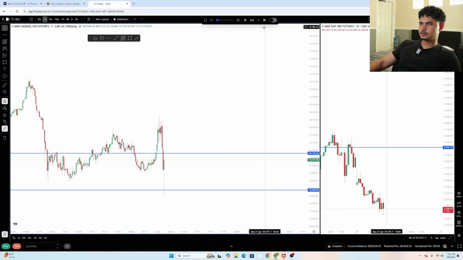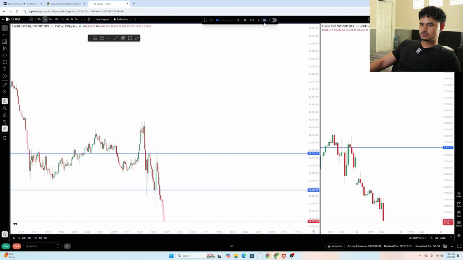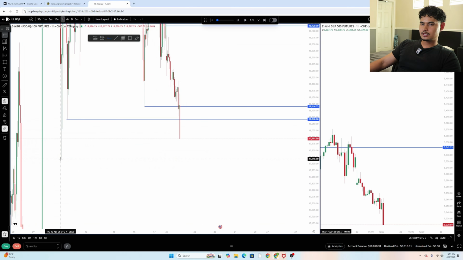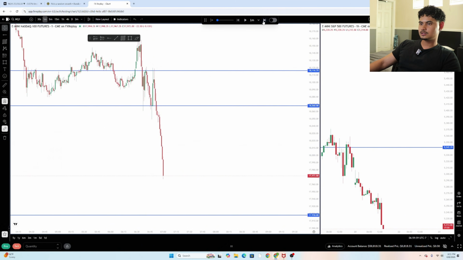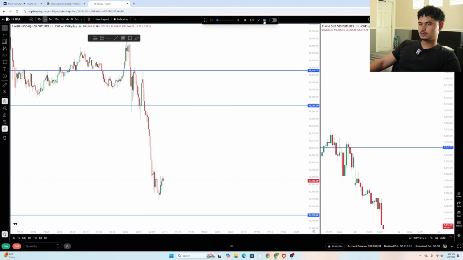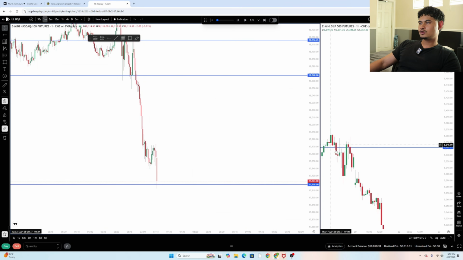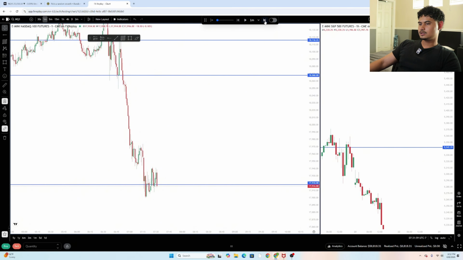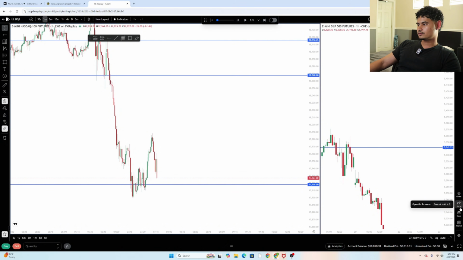Okay, hit that low. Okay, still going lower. So let's target this low right here. See if we get a retrace and entry to it. Okay, no entry to it, unfortunately. So after that, just be done with the day.